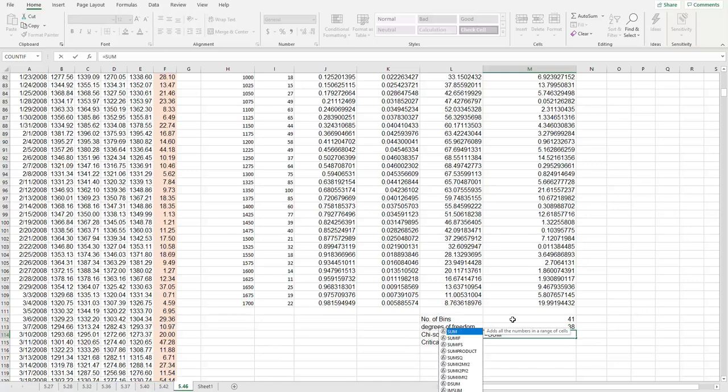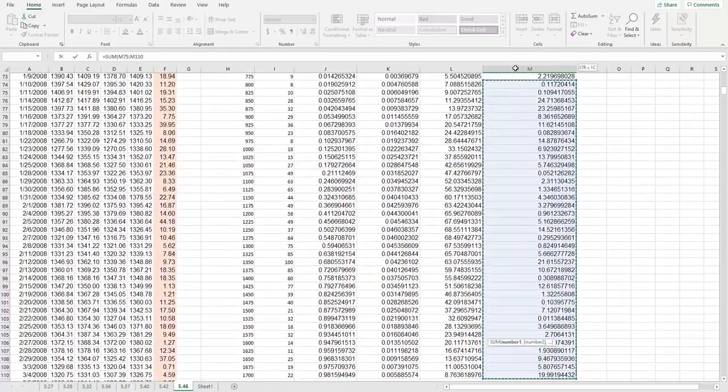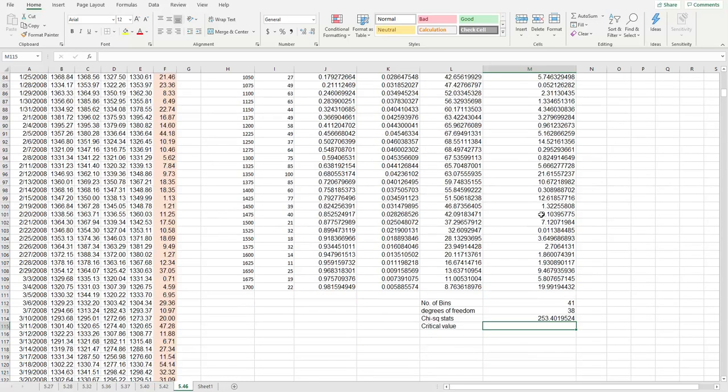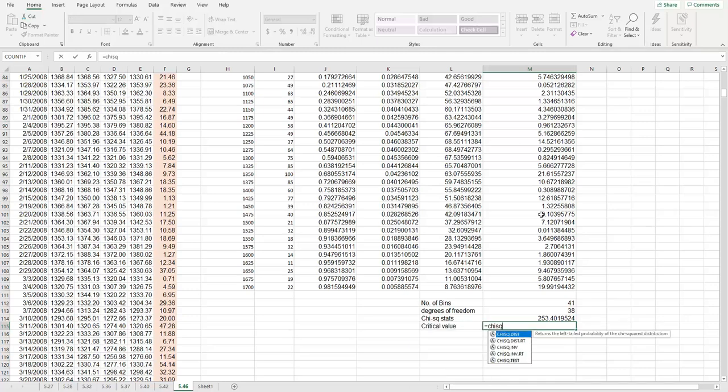So now let's calculate the chi-square statistic. This is the sum of all of the values we calculated under the chi-square formula. Now let's calculate the critical value. Now the critical value would be CHISQ.INV.RT, with the probability here being 0.05, since that is a commonly used probability in goodness of fit tests, and the degrees of freedom being 38.